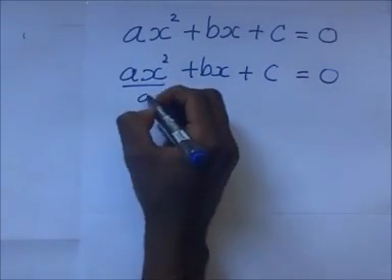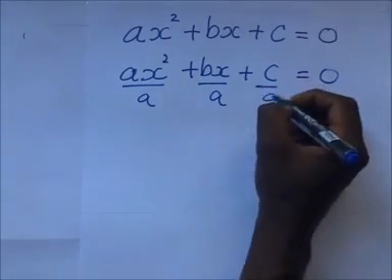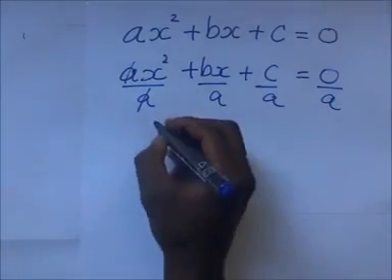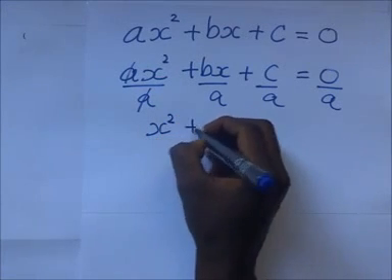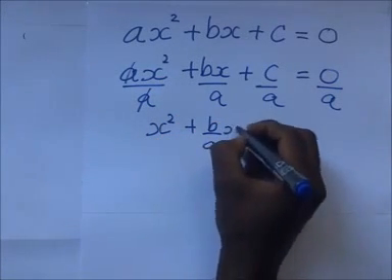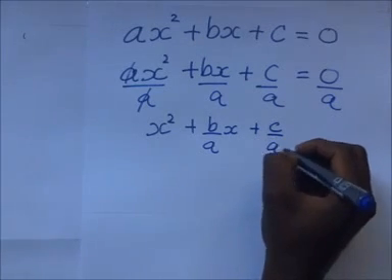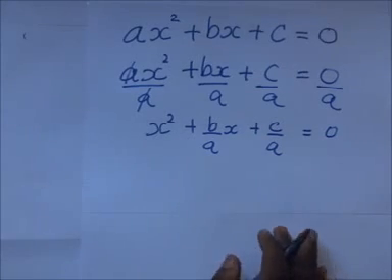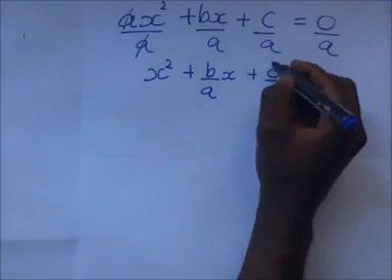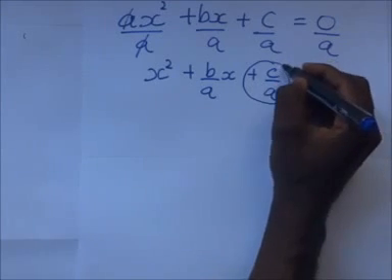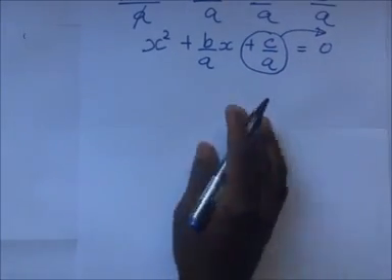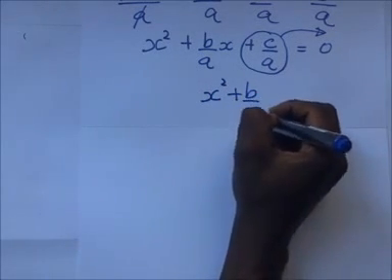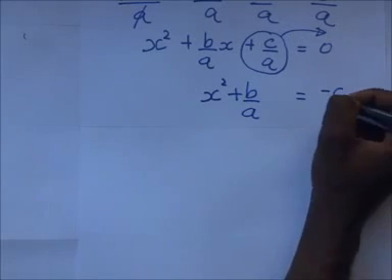So we divide through by a, by a, by a, so that this a and that a are able to cancel out. You remain with x squared plus b over a x plus c over a being equal to 0. From that point we take this c over a to the other side of the equation, so it becomes x squared plus b over a x is equal to negative c over a.